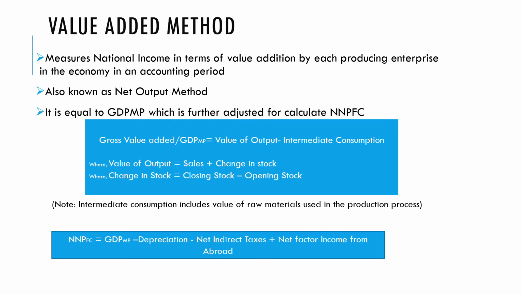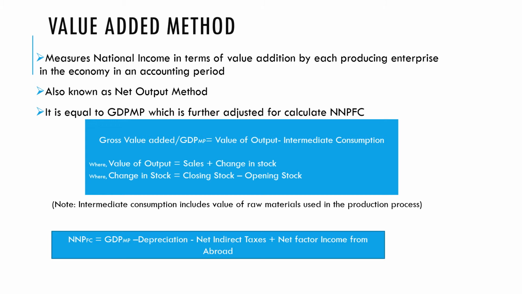Value-added method measures national income in terms of value addition by each producing enterprise in the economy in an accounting period. As we have already studied in the final goods and intermediate goods classification, value keeps adding to the intermediate goods until they have reached the final goods stage and no more processing remains to be done. So, in this method of estimation of national income, value is added up to reach the GDP at market price. It is also known as net output method because it takes into account net output, that is final goods, which encompasses all the value addition that has happened over the production period.